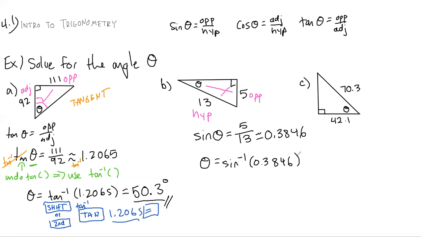0.3846. And again, if you're not in the right units, if your calculator doesn't have a little d or degree somewhere in it, then you're probably in r for radians or g for gradians. We don't want those. If you don't have the right units, you're not going to get the same answer as me. So I'm going to do sine to the -1 of 0.3846, and I get about 22.6 degrees.